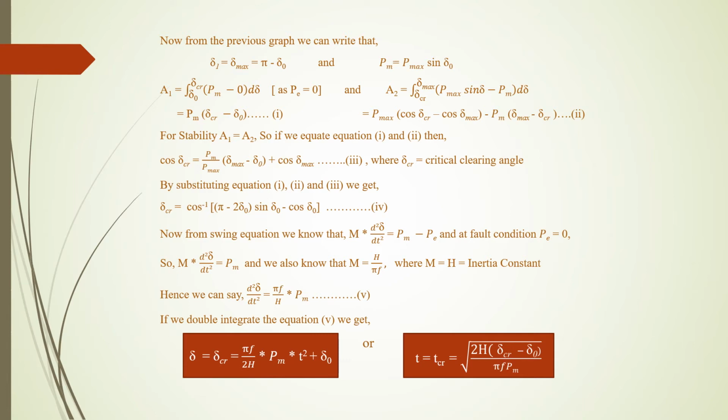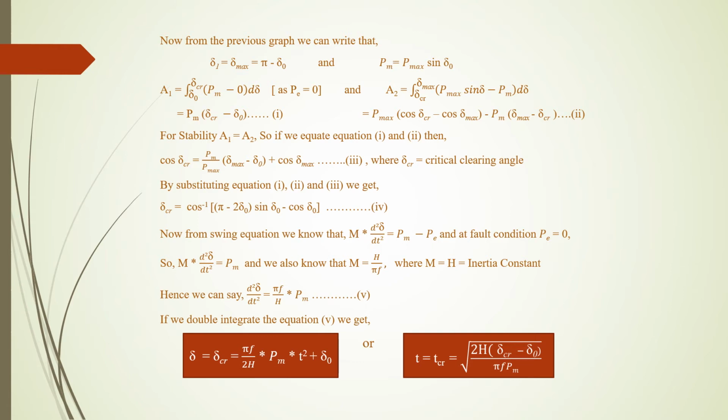So if we equate both the values of A1 and A2 then we get cos del CR equals Pm by P max into del max minus del 0 plus cos del max, where del CR is the critical clearing angle. By substituting equations 1, 2 and 3 we get del CR equals cos inverse of pi minus 2 del 0 into sin del 0, whole minus cos del 0. Now from the swing equation we know that M into d square del by dt square equals Pm minus Pe.